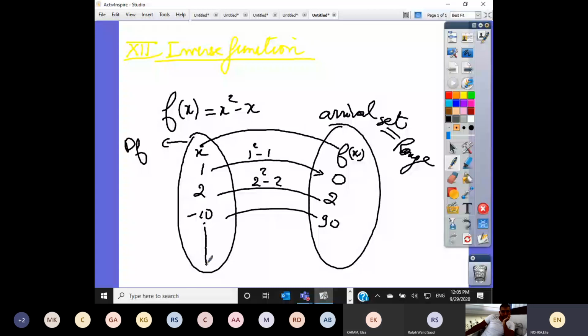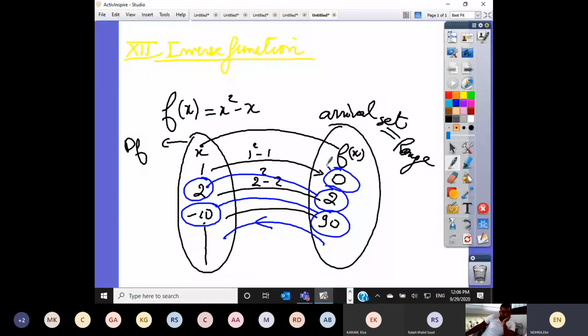This is why if I ask you to find a new function that works oppositely, what I mean by opposite, it works from right to left. Is it possible to find a function that works this way? For example, that gives me 90 gives minus 10, 2 gives the same 2, 0 gives the same 1, and so on and on.